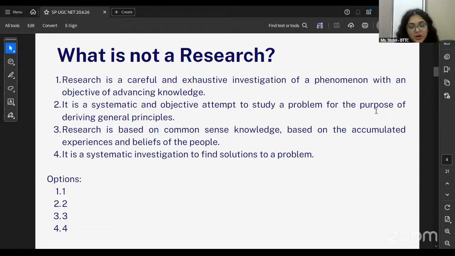So, whenever you see words like beliefs, prejudice, assumptions, common sense in a question, usually, I'm not saying always, but usually they are the incorrect option in research methodology questions. So, I hope this one question is clear. Let's move on to the second question.